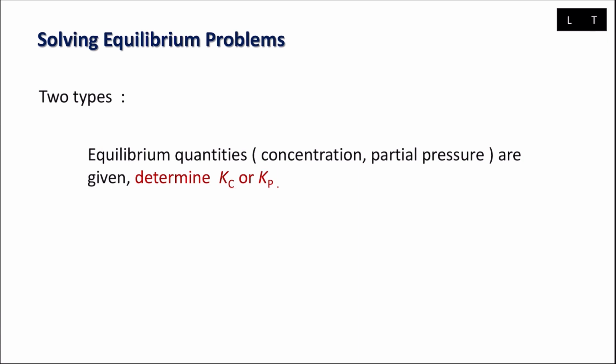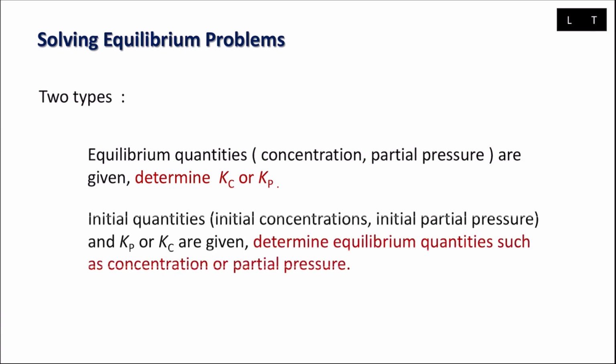previously. Tapi ada satu lagi condition di mana soalan hanya beri initial quantity ataupun dalam terms yang lebih spesifik dia beri initial concentration or initial partial pressure. And then dia bagi juga Kc or Kp, either one. Dan dia minta awak determine the equilibrium quantities for concentration and partial pressure for your question. So, ini adalah yang pertama.